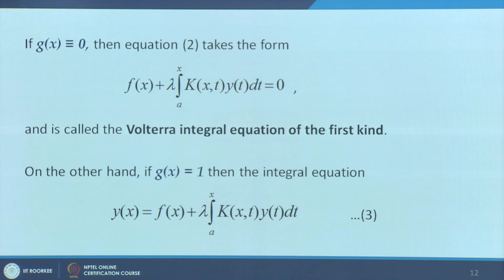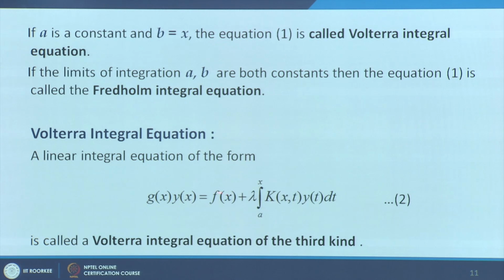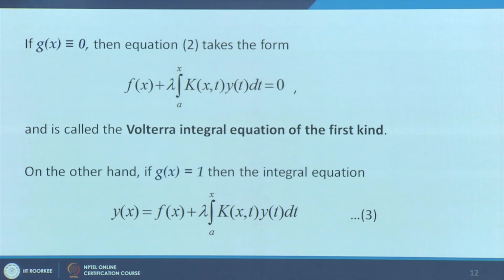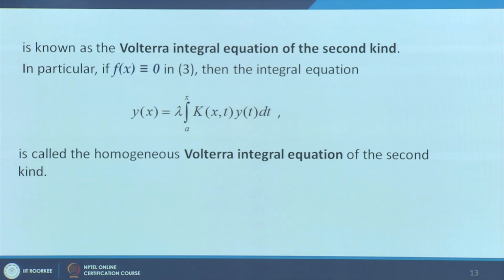Now, on the other hand, if g(x) is equal to 1 here, then we will get y(x) equal to f(x) plus lambda integral a to x k(x,t) y(t) dt. Such an equation is called a Volterra integral equation of the second kind.